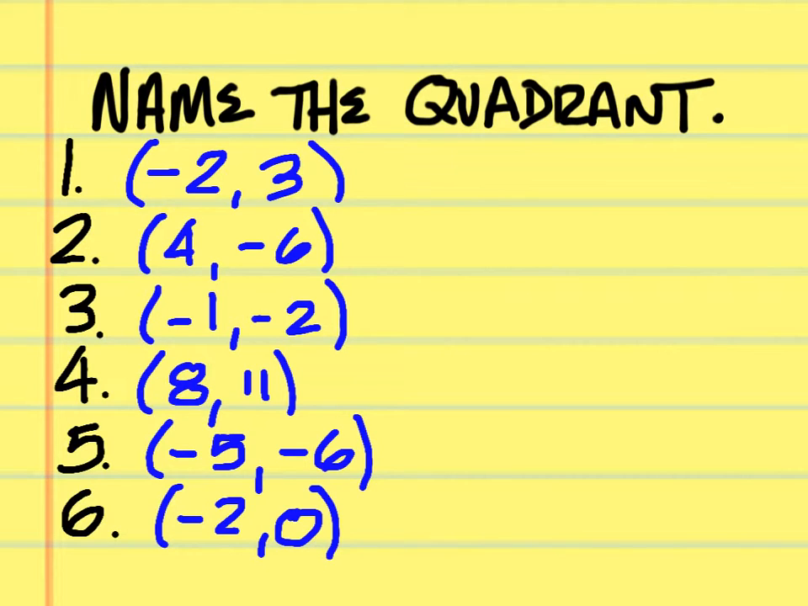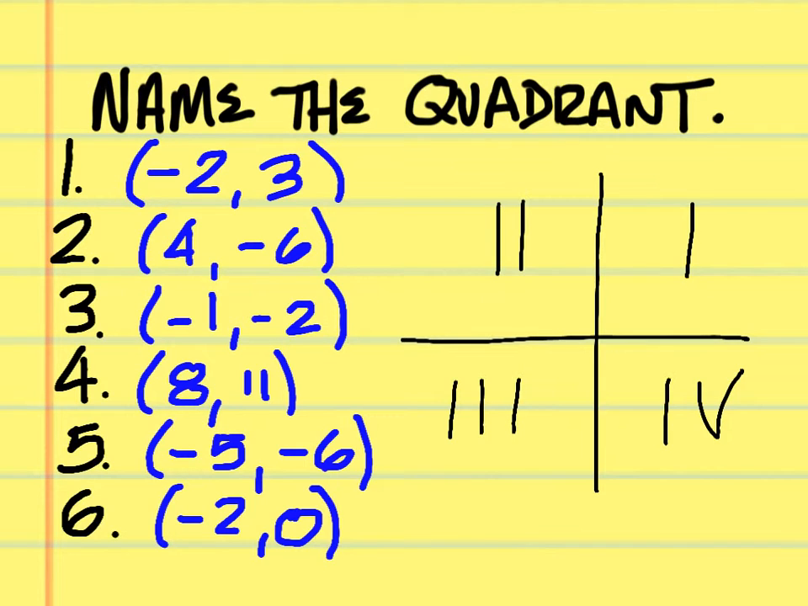This one goes to Reinhardt. Which quadrant is -2, 3 in? We have 4 quadrants. If I start in the origin, I have to go which direction? Left or right? Left, and then I have a +3. Do I go up or down? So which one is it in? Yeah, it's in 2.